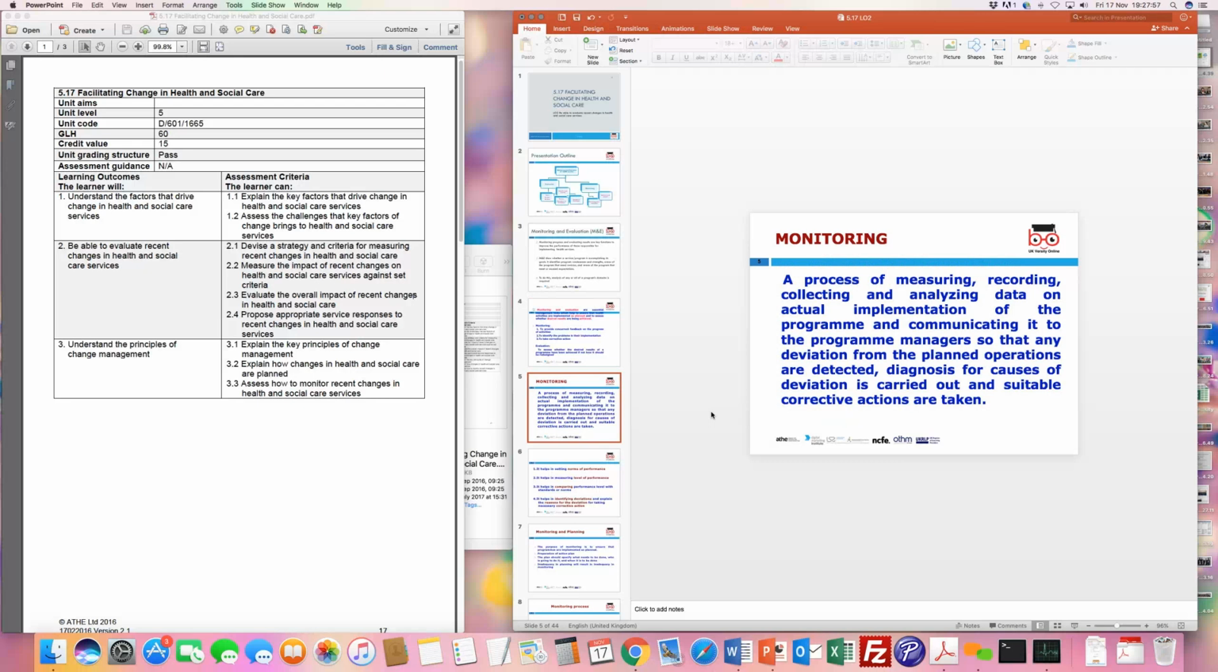Now, the other thing we look at is how we define monitoring. A general definition of monitoring here would be a process of measuring, recording, collecting, and analyzing data on actual implementation of a program.